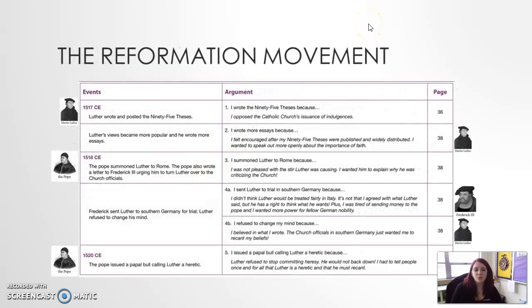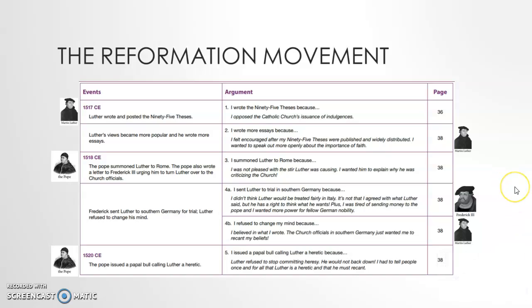So for today's reading, it's going to look a little bit different. We're going to be looking at an event that took place during the Reformation movement, and then we're going to talk about the argument that these people had in regards to that event. So we're talking about Martin Luther, the Pope, and Frederick III. As you can see from here, there are characters on each part, and we will talk about it a little bit more in a second.